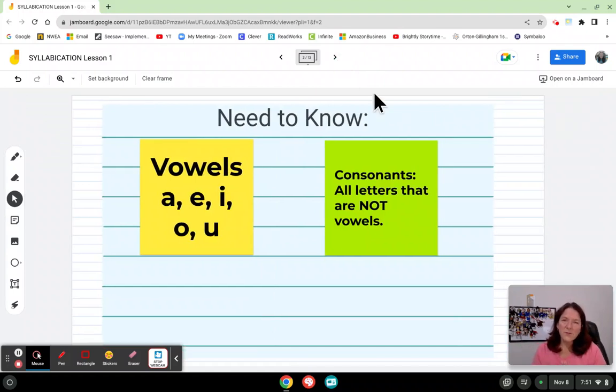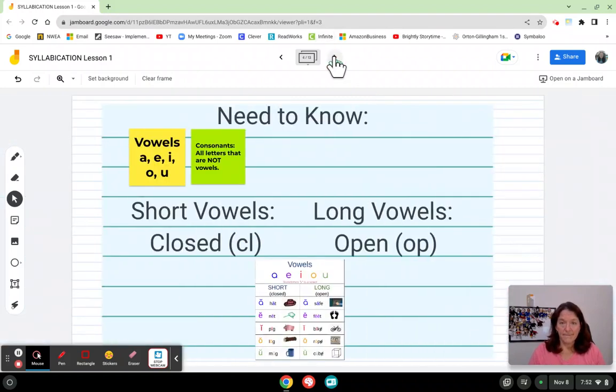Okay. So in order to split words into syllables, you need to first know the vowels, A, E, I, O, and U. You also need to know about consonants. Consonants are all the letters that are not vowels. Now, the next step with syllables is to know that short vowels are closed syllables. Long vowels are open syllables. And I will have this chart here along the way for you so that it will be there for reference. You don't need to know it right this instant. If you don't know it, don't worry. I'm going to teach you.